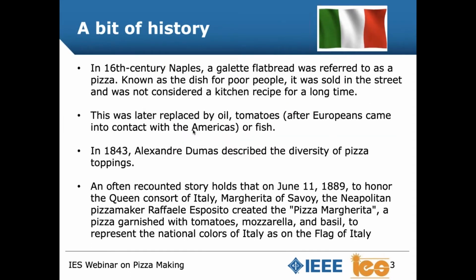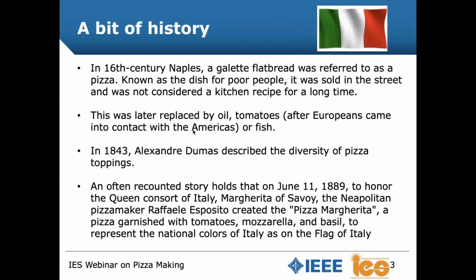Let's say that in the 16th century, the flatbread was referred to as pizza, and it was only tomato and oil. And then it had some fish, and thanks also to America, we got the tomatoes, of course. In the middle of the 19th century, Alexandre Dumas, a French writer, described the diversity of pizza toppings. So there were several recipes also at the time.